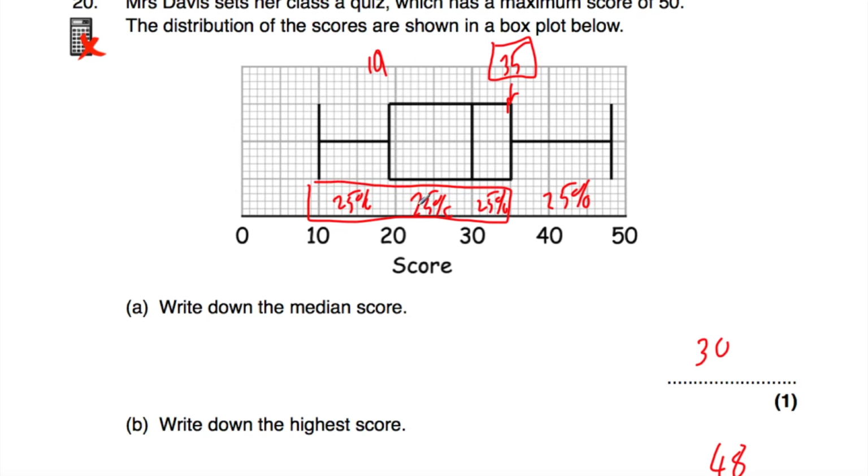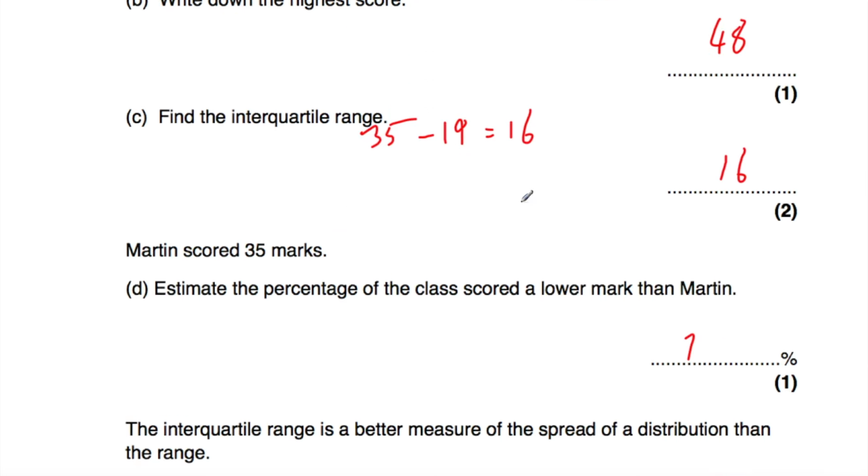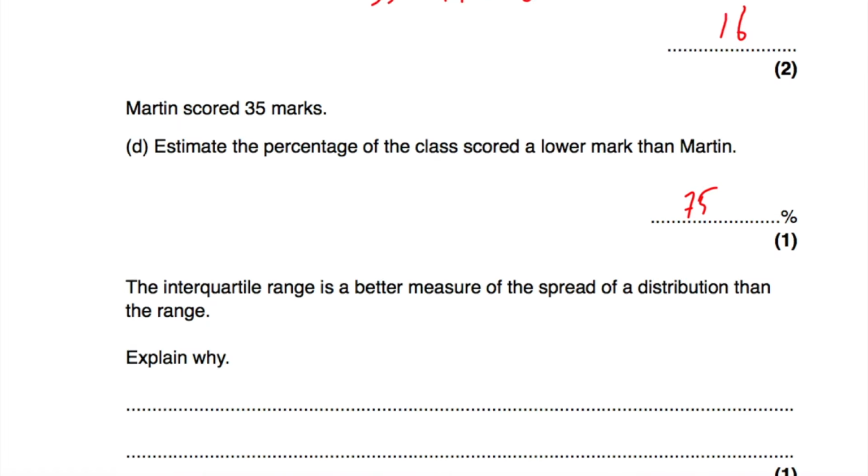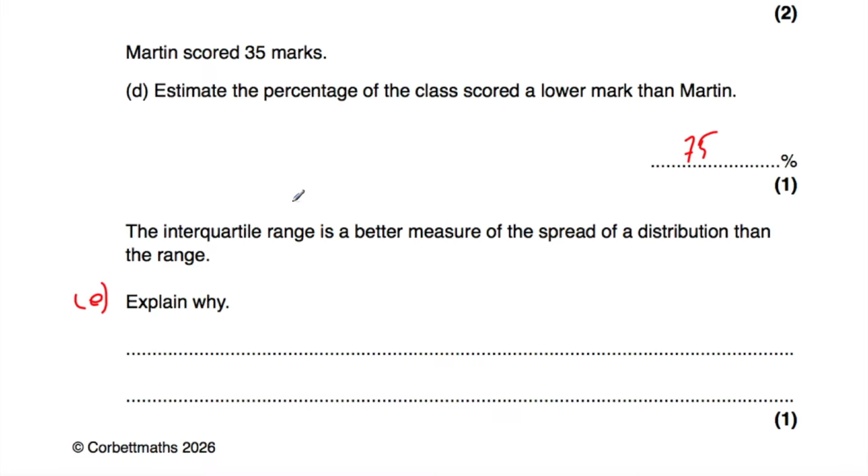If we do 25 plus 25 plus 25, that's 75%. So 75% of the class would have scored lower than Martin. And then if we go on down, we're told the interquartile range is a better measure of spread of a distribution than the range. Explain why. Now, we talked about that earlier.